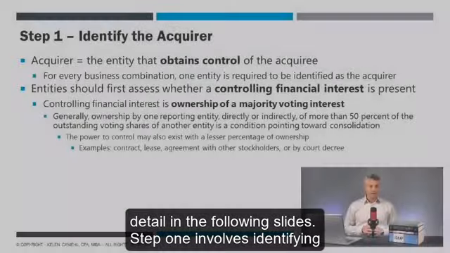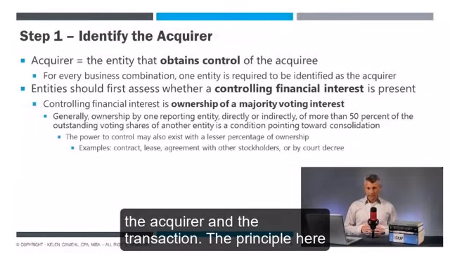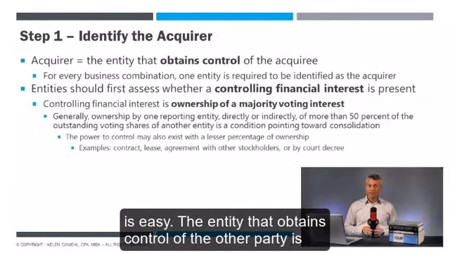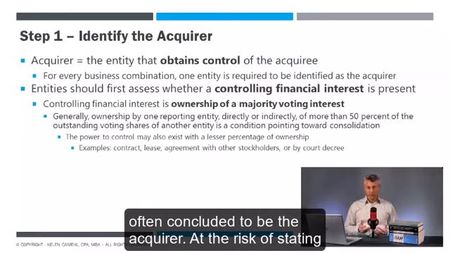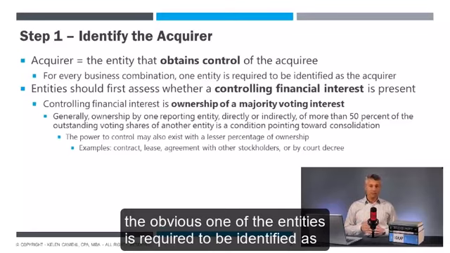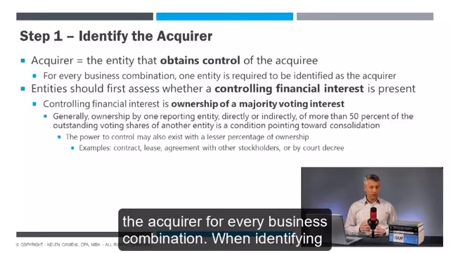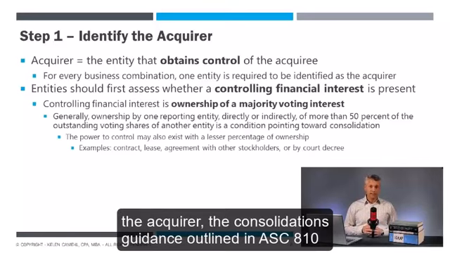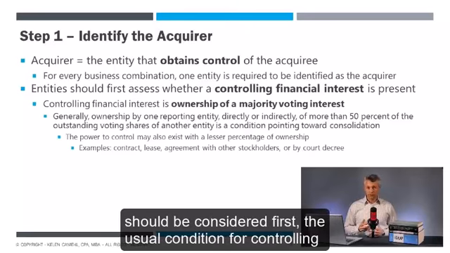Step 1 involves identifying the acquirer in the transaction. The principle here is easy. The entity that obtains control of the other party is often concluded to be the acquirer. At the risk of stating the obvious, one of the entities is required to be identified as the acquirer for every business combination. When identifying the acquirer, the consolidations guidance outlined in ASC 810 should be considered first.